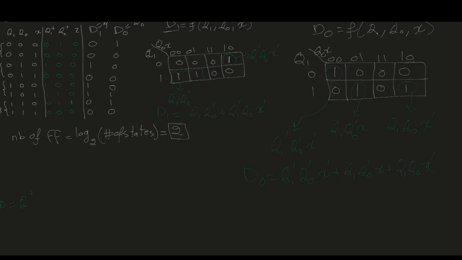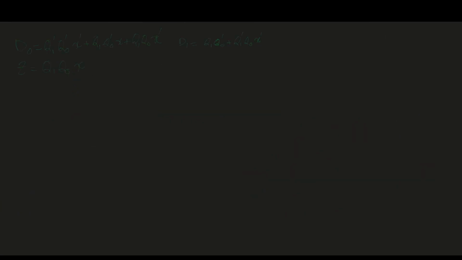So that's it. Now we can design the circuit. And the output Z is equal to Q1 Q0 X bar, or X prime. Now we can take these three equations and design the digital circuit. So let's do that. We'll use two D flip-flops.